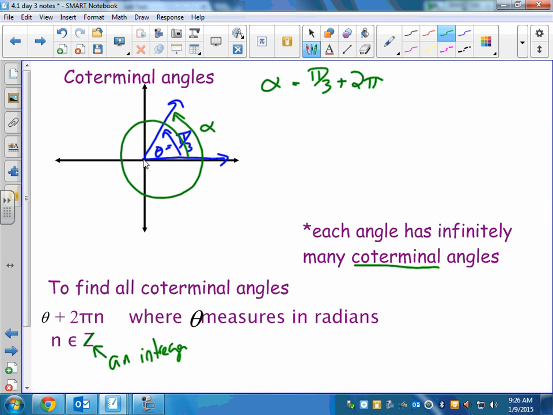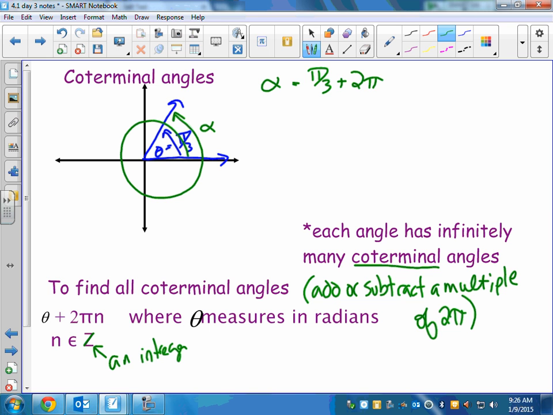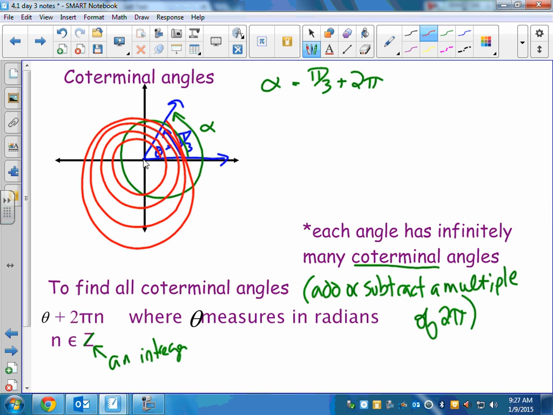But you can just say an integer, or you can just say add or subtract a multiple of 2 pi. That's a non-math way to think about it. If I added 10 pi to that angle, would that give me exactly right back where I started again? Don't draw this because it's going to get really ugly. But what if I went around the circle once, twice, 3, 4, 5? Is that right?